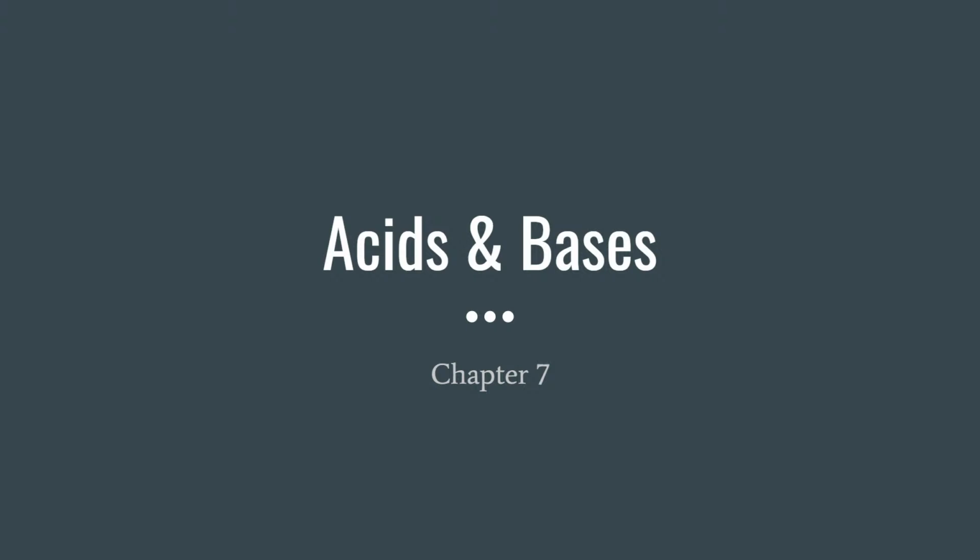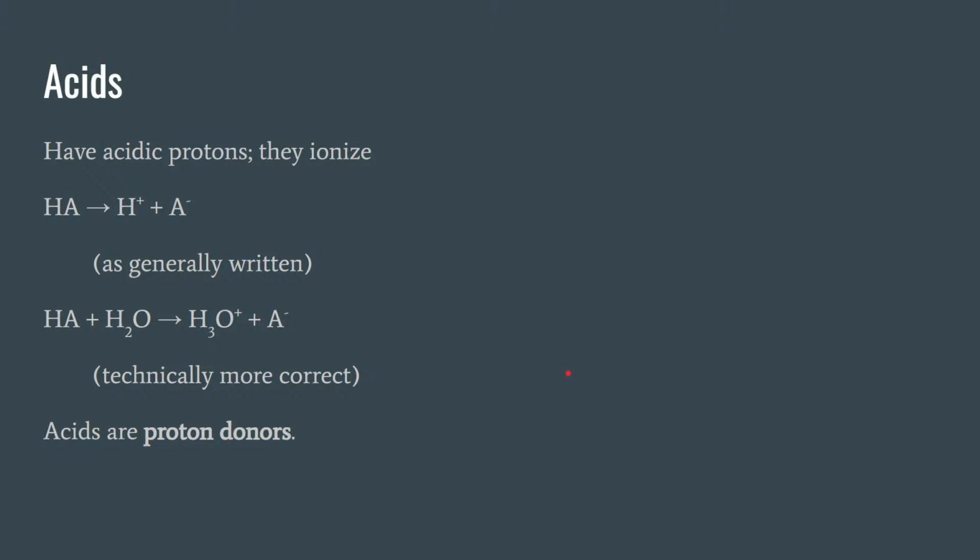So, acids and bases. I talked about this a little bit, but acids have acidic protons. They ionize. Okay? Generally, you have an acidic proton, a hydrogen, paired with something that would ordinarily be a monatomic or polyatomic anion. When you put them in water, they dissolve. You get the acidic proton floating free and the anion floating free. That's how we generally write it.